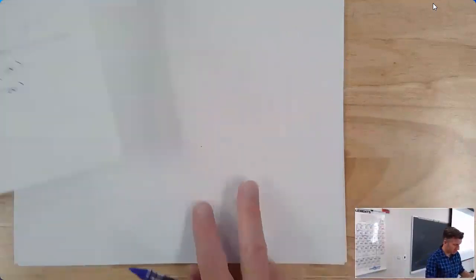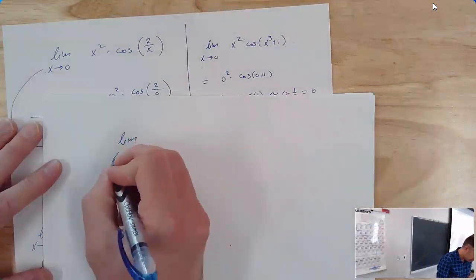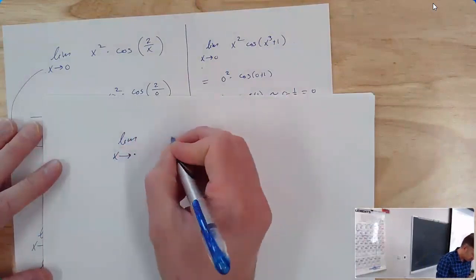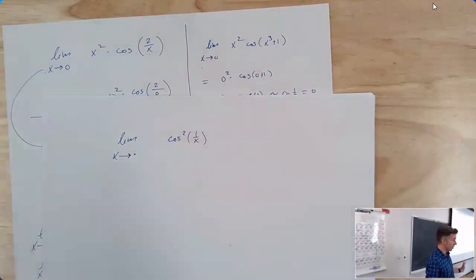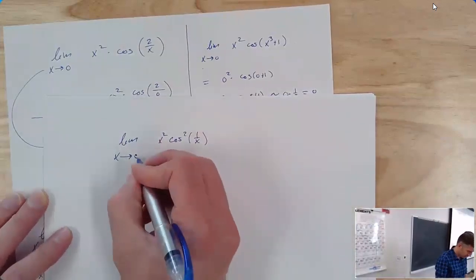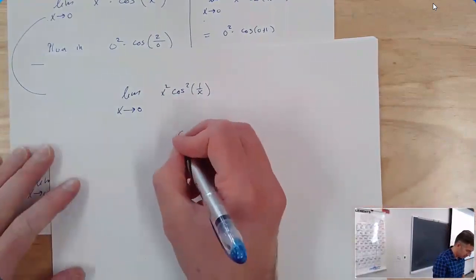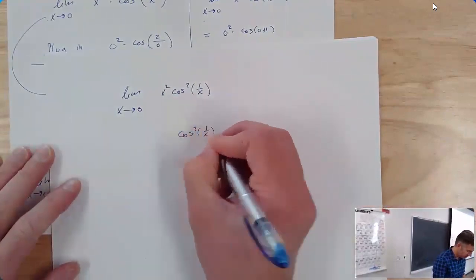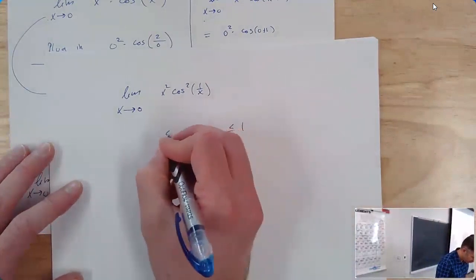So let's say we're trying to take the limit, what do you want to take the limit of? The limit as x goes to 0. Now, that limit is not going to exist on its own. So there's a couple different ways of dealing with this. One way is to just do the same thing and say cosine squared of 1 over x is, well, if cosine is between -1 and 1, cosine squared is also between -1 and 1.